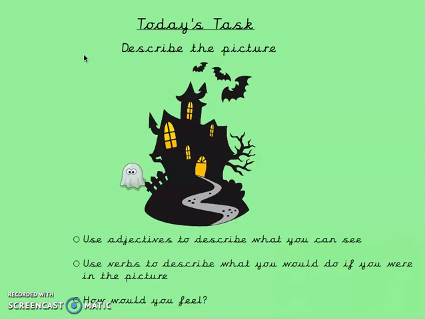Describe the picture. And while you're doing the describing, there are some things we need to remember, obviously. Use your adjectives to describe what you can see. Remember, your adjective describes your noun, so it will describe the house, the bats, the bendy path, the ghost, anything that you can see. Then I'd like you to use verbs to describe what you would do if you were in the picture. What would you do? Would you be running away scared? Would you be screaming? How would you be behaving? What actions would be happening if you were in that haunted house?